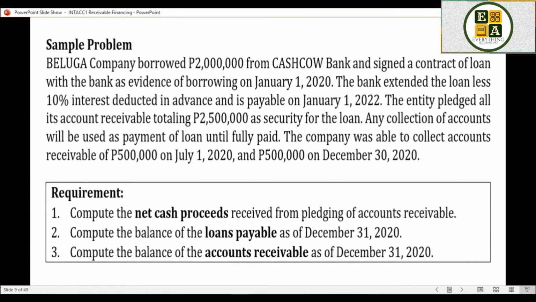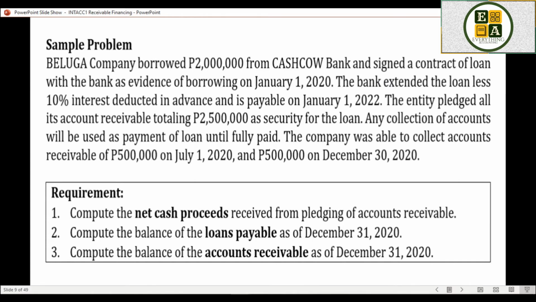Yung requirements sa atin is to compute the net cash proceeds received from pledging of accounts receivable, then balance of the loans payable and balance of accounts receivable as of December 31, 2020. So, interpret muna natin yung problem. Si Beluga Company nagbaro ng 2 million kay Cash Cow Bank. Evidence by signing ng contract of loan sa January 1, 2020.